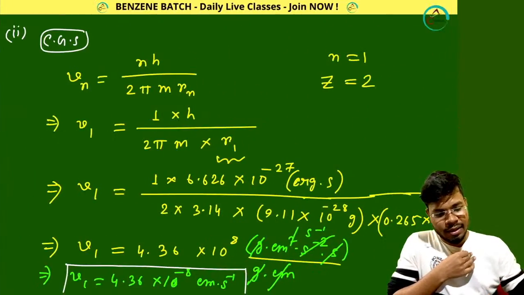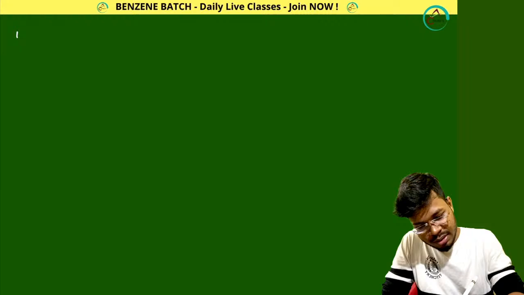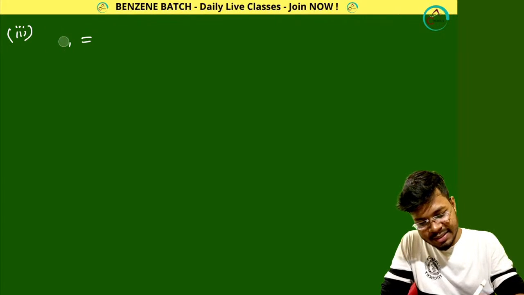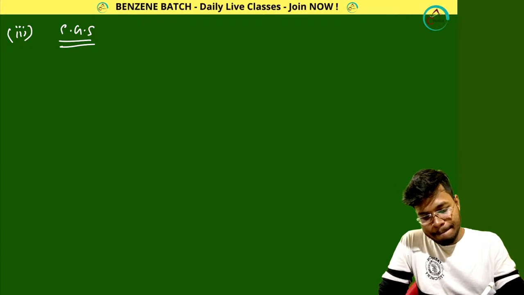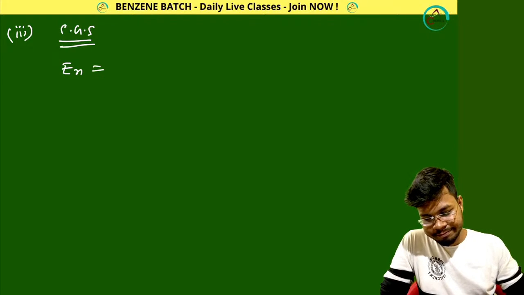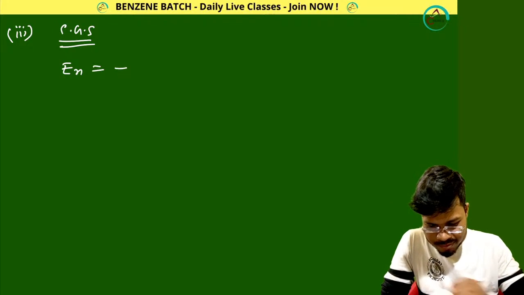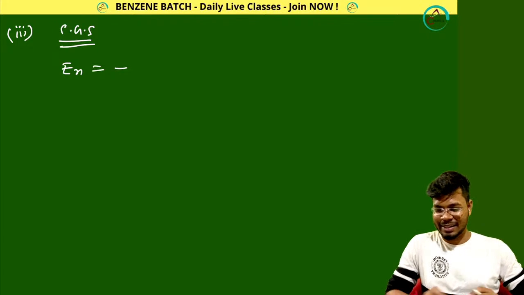So what I am doing? Let's calculate the energy, number 3. Let me do this in the next slide. Energy E_n. What is the equation for energy in CGS unit? In case of CGS unit, the equation is E_n equals to what? Do you remember, there is one negative sign. I forgot the equation. Can you remember this equation?